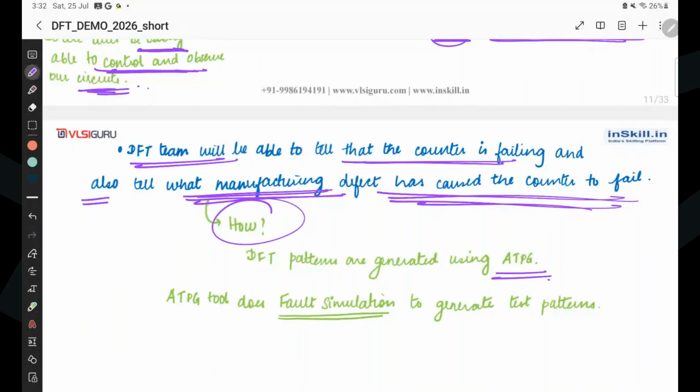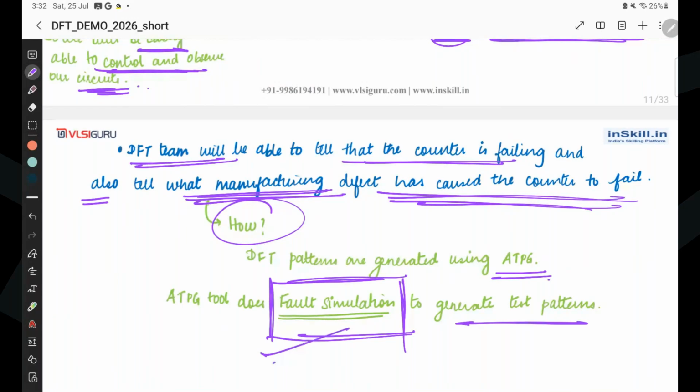An ATPG tool uses a technique called fault simulation to generate the test patterns. And what is the fault simulation technique? We will be discussing it in detail when we do the ATPG topic. Fault simulation is not a straightforward topic, so we will discuss it in detail in the main course. So the DFT team will be able to tell that the counter is failing and also what manufacturing defect has caused it.